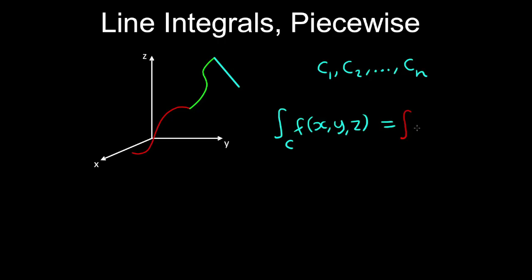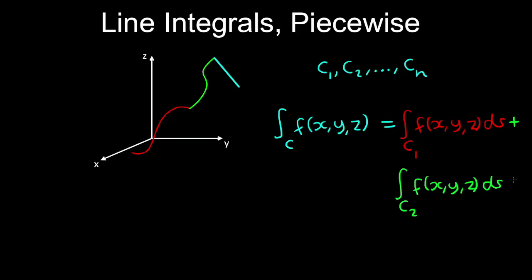So we have the integral of our function over the red curve, which we'll call C1, plus the integral of the function over the length of the green curve, being C2, and so on, plus the integral of the function over the length of curve n.